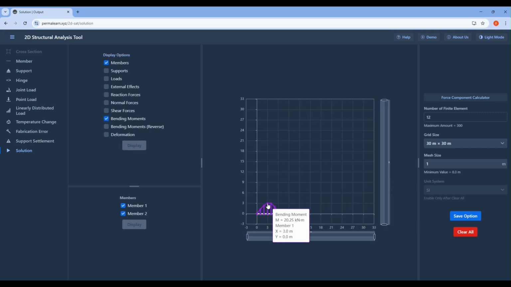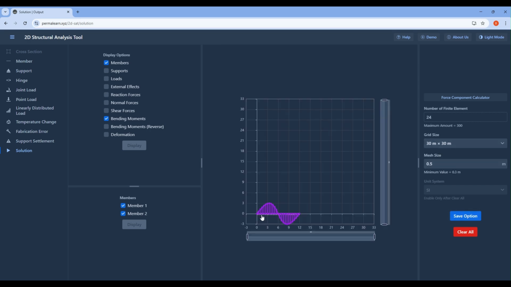The maximum bending moment here is 20.25 because we set the mesh size equal to 1. So if you want a smoother curve, you need to lower the mesh size, for example. With this mesh size equal to 1 meter, the number of finite elements is equal to 12. And if I change it to 0.5, the finite elements will double, which means that one finite element is equal to 0.5.